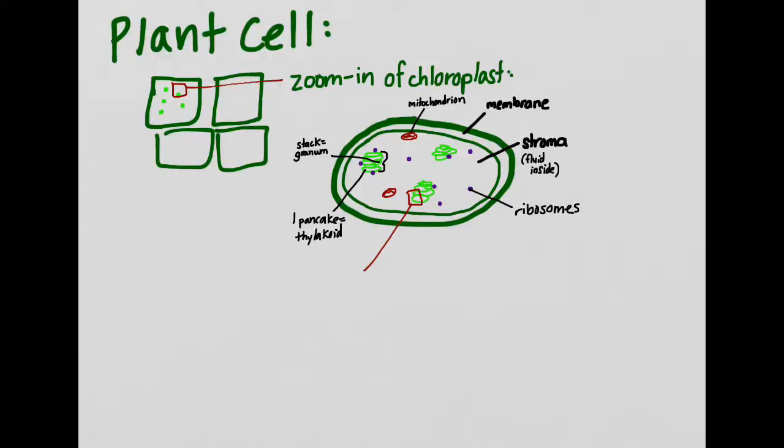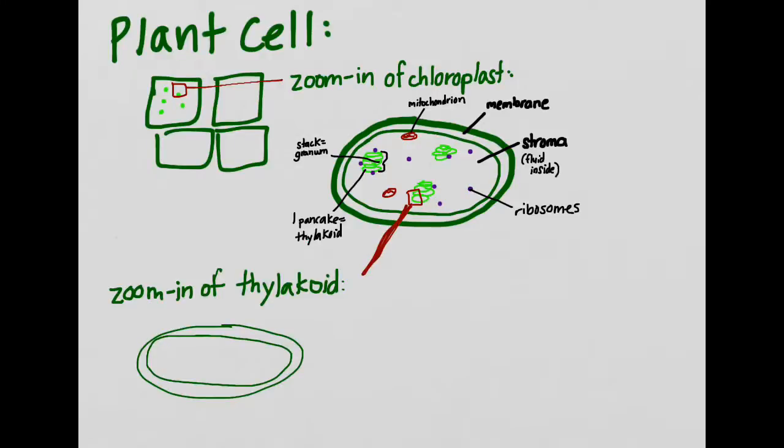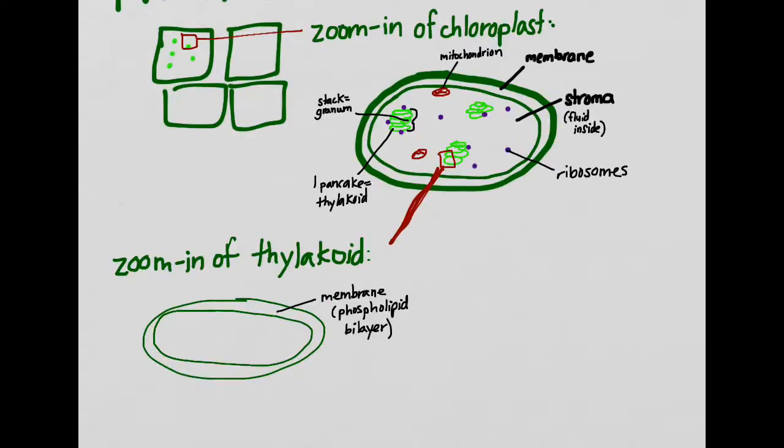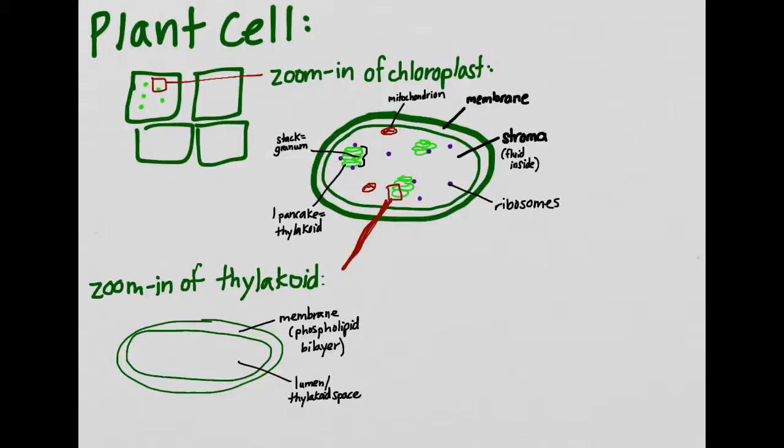So again, our thylakoids are each of those individual pancakes in the stack. Let me zoom in for you now. Now there's not a whole lot to the thylakoid right now, but keep in mind that it is made up of a membrane, and that membrane is a phospholipid bilayer. And then inside, in the space between the membrane, we are going to have something called the lumen. It may sometimes also be referred to as the thylakoid space.